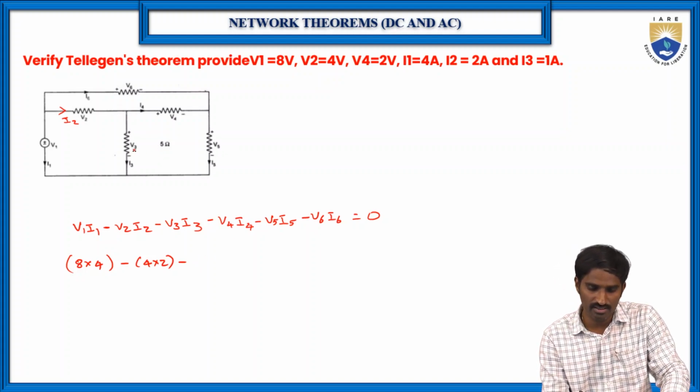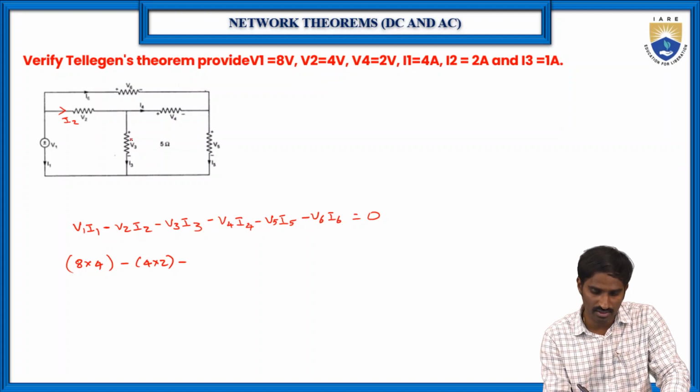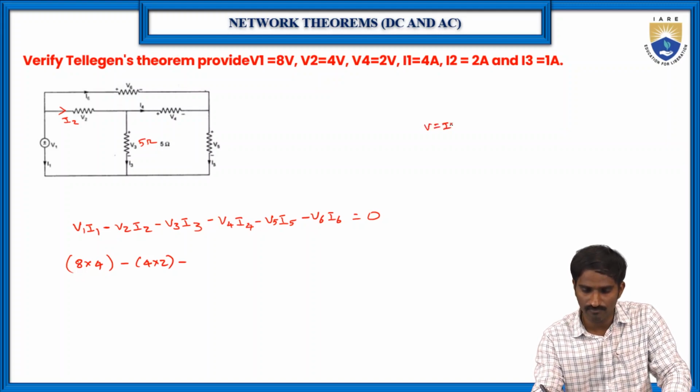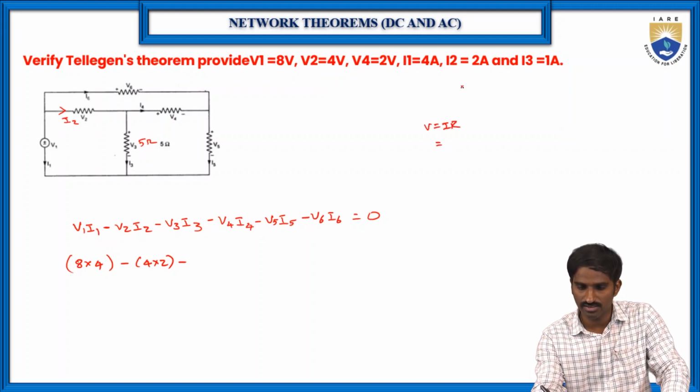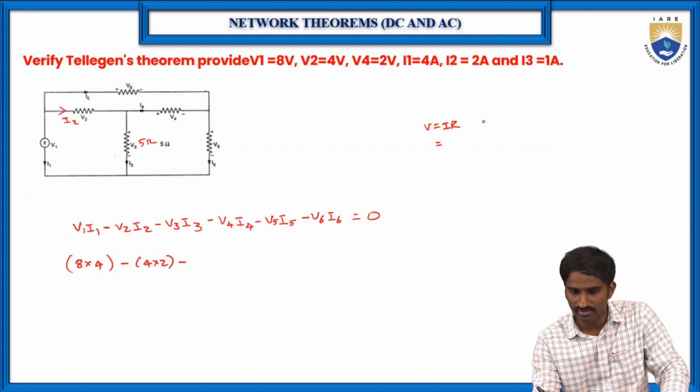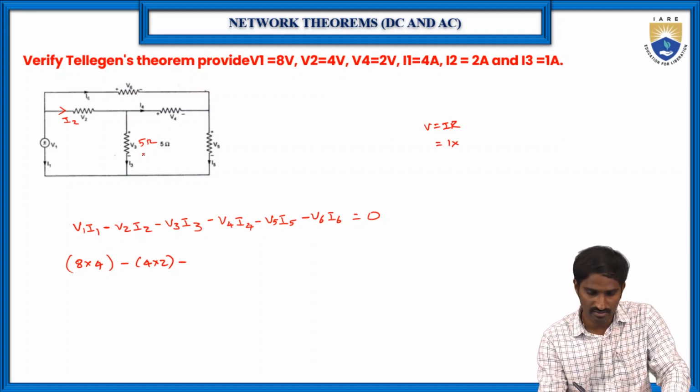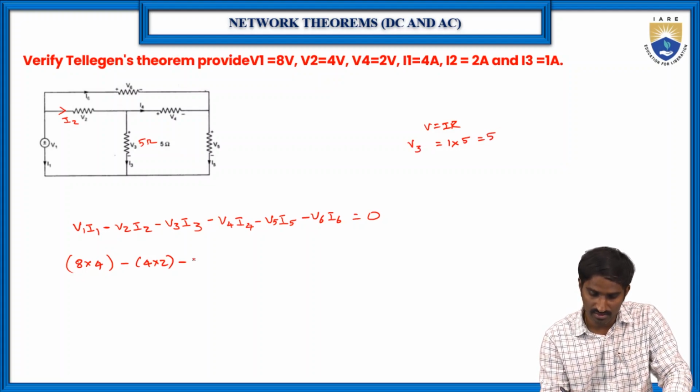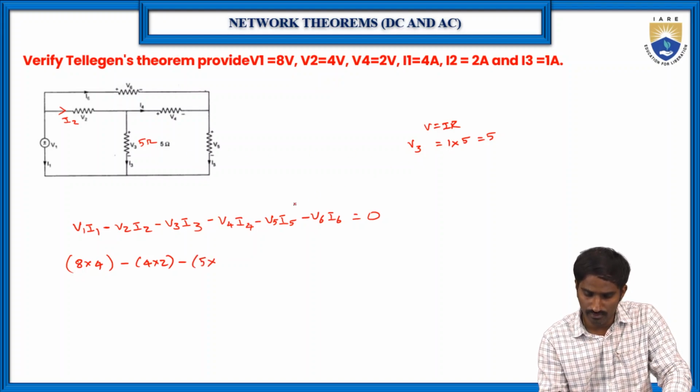Let us consider the R value across this resistor, which is equal to 5 ohms. Then we can find V, because V is equal to I into R. Here I is equal to the I3 value that they have given, 1 ampere, and R is equal to 5. So the value of V3 is equal to 5 volts.